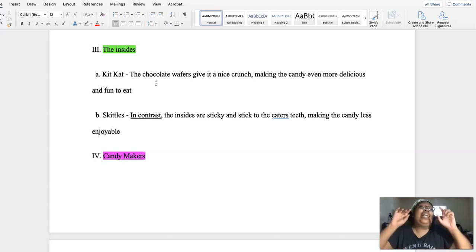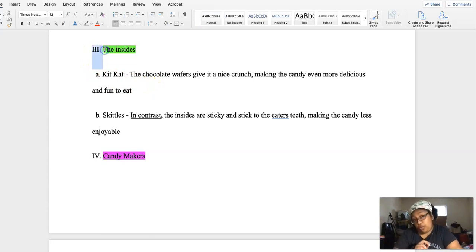So the first thing in that same paragraph, right? So this is a different paragraph from the one before. We're in the third paragraph, or the second body paragraph. And we know this because we have the Roman numeral 3, right? You can put the actual number 3. It doesn't matter if you have a Roman numeral. That's not the point of an outline, right? So we know that this is the third paragraph, and so we know that we're going to talk about the insides.